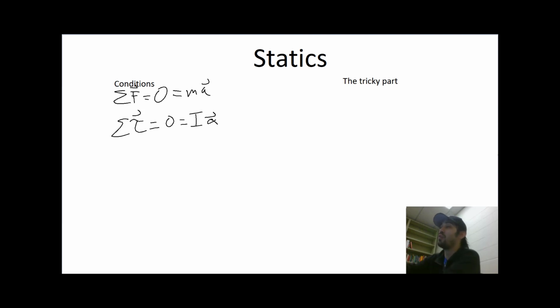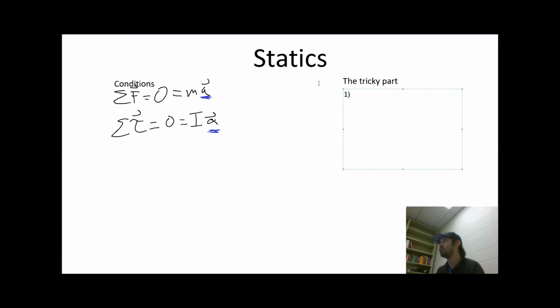Because if we say that the sum of the forces is equal to 0, the linear acceleration is equal to 0. And if I say the sum of the torques is equal to 0, then the angular acceleration is equal to 0. So let's talk about some of the things that are tricky about statics.